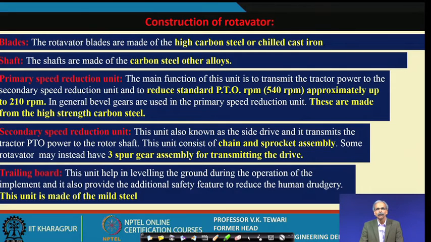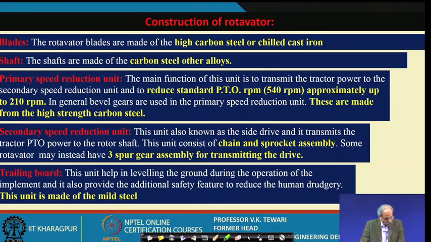Well, we have talked of all the components, how the components look like, where they are placed. Now, we will talk about these components slightly in detail, about their construction, about their material of construction, etc. For example, the blades. The rotor blades are made of high carbon steel or chilled cast iron, because we know that these blades are the most important component of the rotavator, because if these blades do not last long, then the farmer will have a lot of problem in changing these blades each time. So, the blades must be made of a good quality material, and the sharpness of the blade must be maintained for a longer duration of time to get more output.